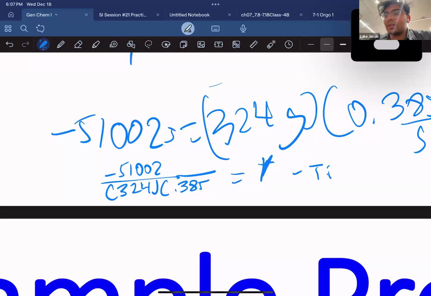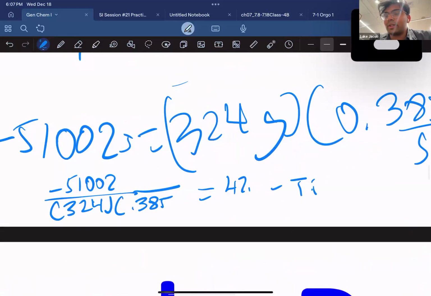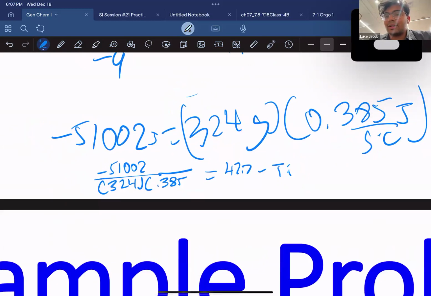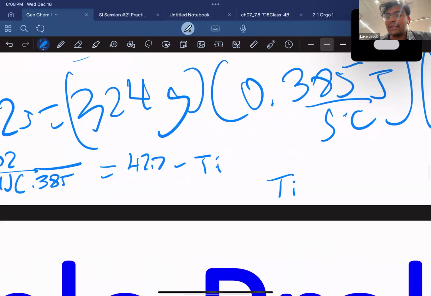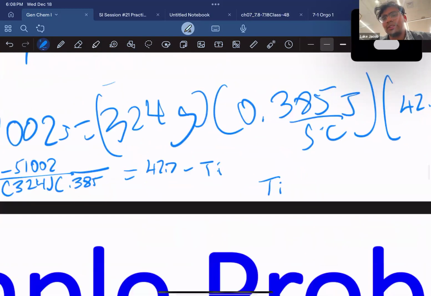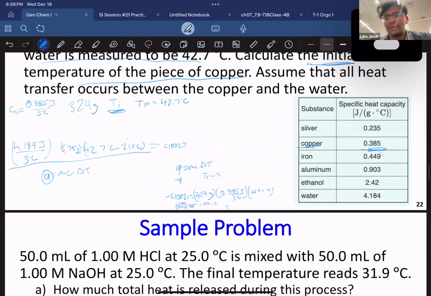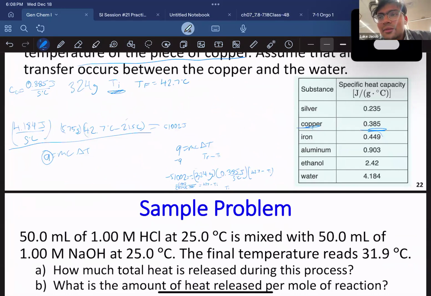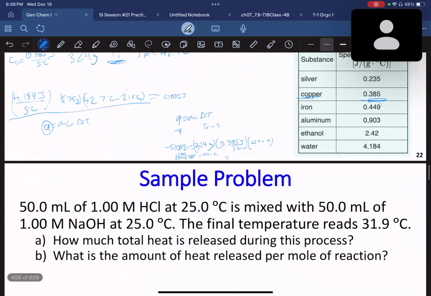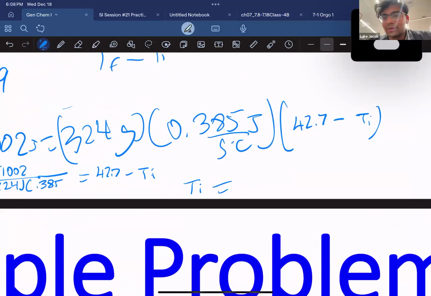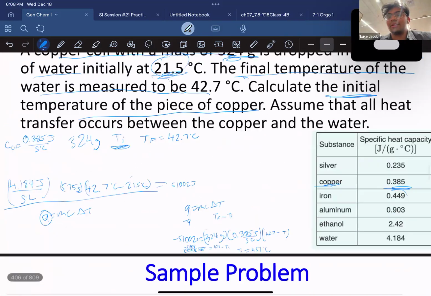And we know TF is 42.7. So in order to get this, you have to add, and the final answer would be TI. Does this make sense? TI equals, was the answer 451 degrees? I'm not sure if that makes sense. Did you guys get that for the answer? Yeah. Oh yeah, okay, I'm doing this right. Okay, so 451 degrees. All right. Hopefully you guys can understand that.